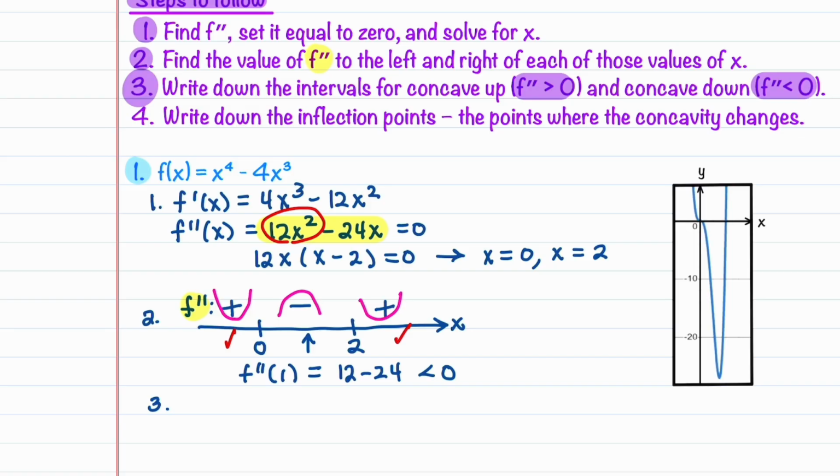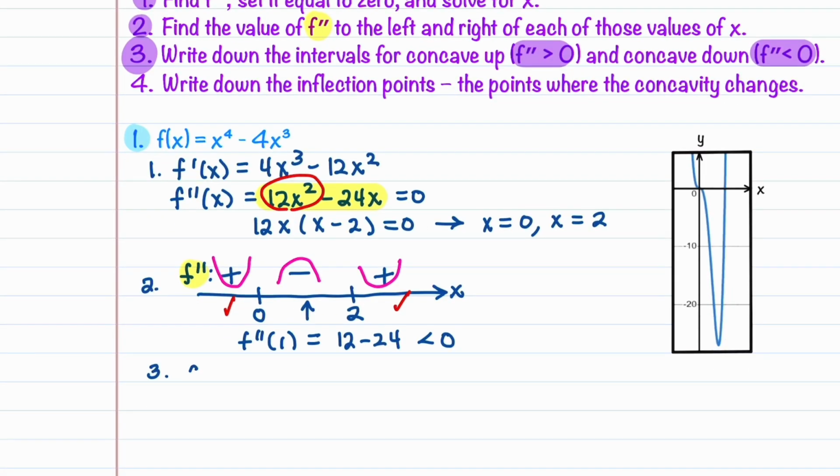So for step 3, it is going to be concave up on the intervals from minus infinity to 0 and from 2 to infinity.